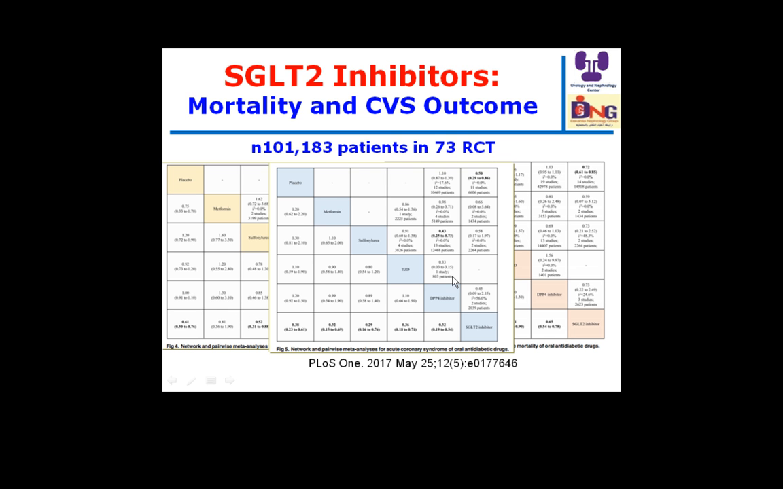Again, this is the network and pairwise meta-analysis for acute coronary syndrome. Here, the use of sodium glucose cotransporter 2 inhibitors is significantly superior to DPP-4 inhibitors and sulfonylureas, and also to metformin and placebo. So it seems that sodium glucose cotransporter 2 inhibitors are advantageous against cardiovascular problems.